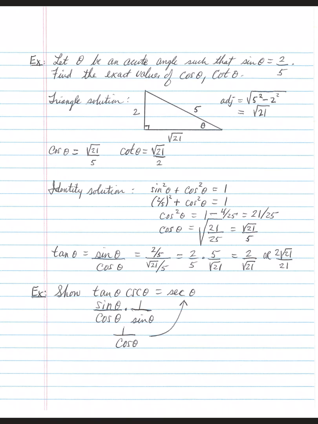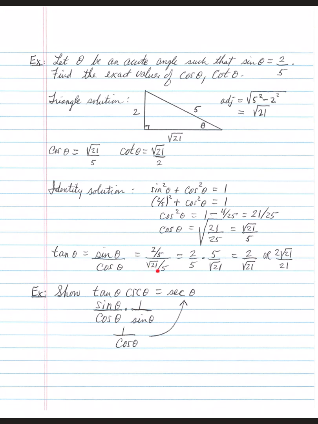There's another identity. Tangent is equal to sine theta over cosine theta. And that's in the quotient identity section of Google Drive where you find your formula sheets. Sine was given, that's 2/5. Cosine theta we just calculated, that's square root of 21 over 5.